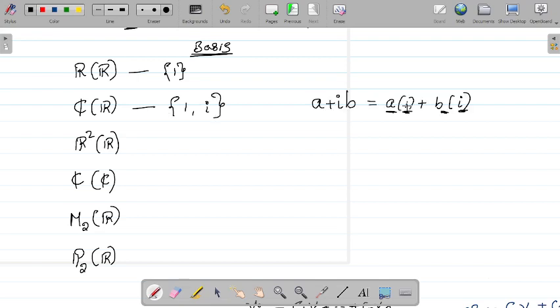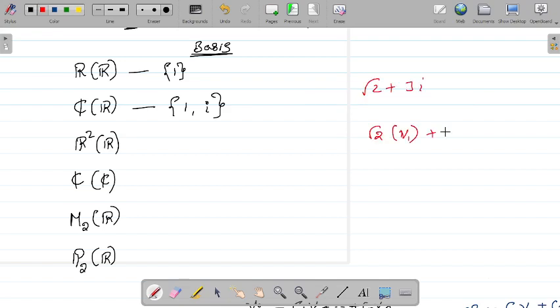You just ask me some element. If you ask me root 2 plus 3i, yes, I can give you root 2 into the first element here. Let me call it v1, plus 3 into v2 will give me root 2 plus 3i. That's it.